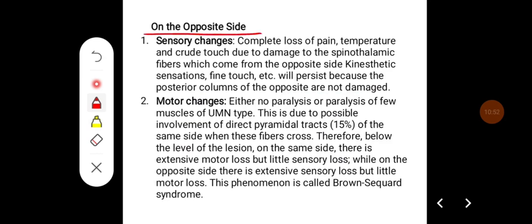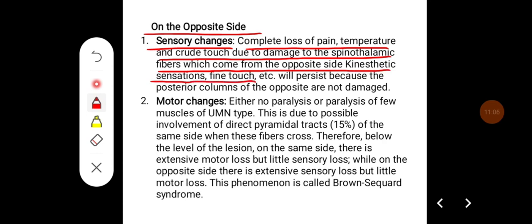On the opposite side, there will be sensory changes like complete loss of pain, temperature, crude touch due to the damage to the spinothalamic fibers which come from the opposite side, and kinesthetic sensation, fine touch, etc. will persist because the posterior columns of the opposite side are not damaged.